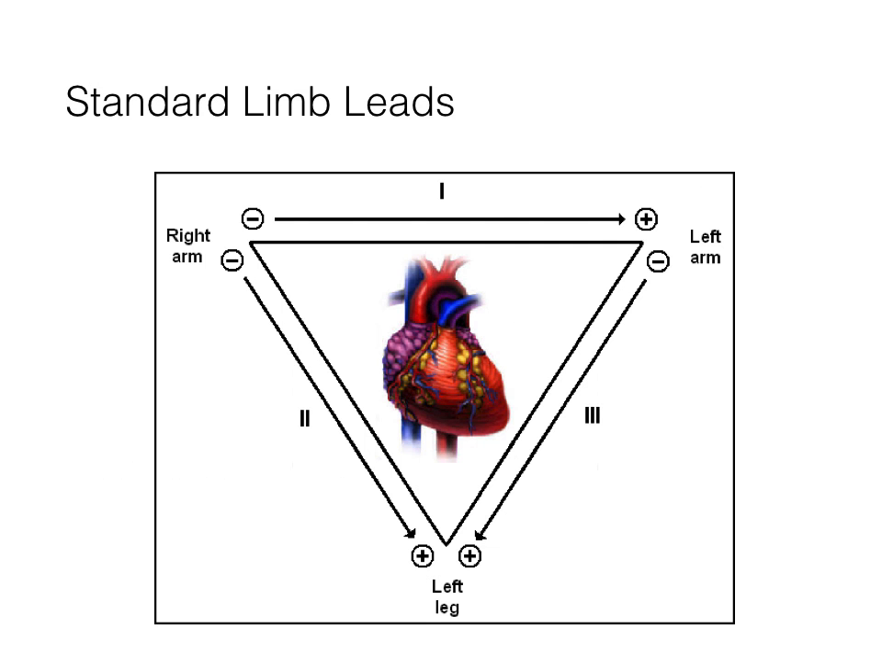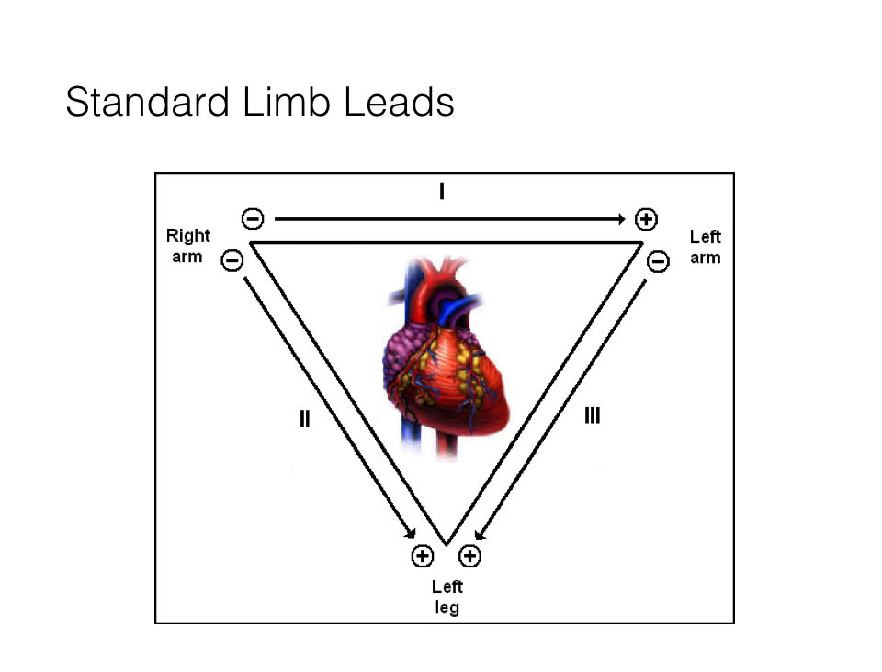To remember the direction of particular leads, make a triangle between the right arm, left arm and left leg. Always remember the direction of lead 1 is towards the left arm from the right arm, lead 2 towards the left leg from the right arm, and lead 3 towards the left leg from the left arm.